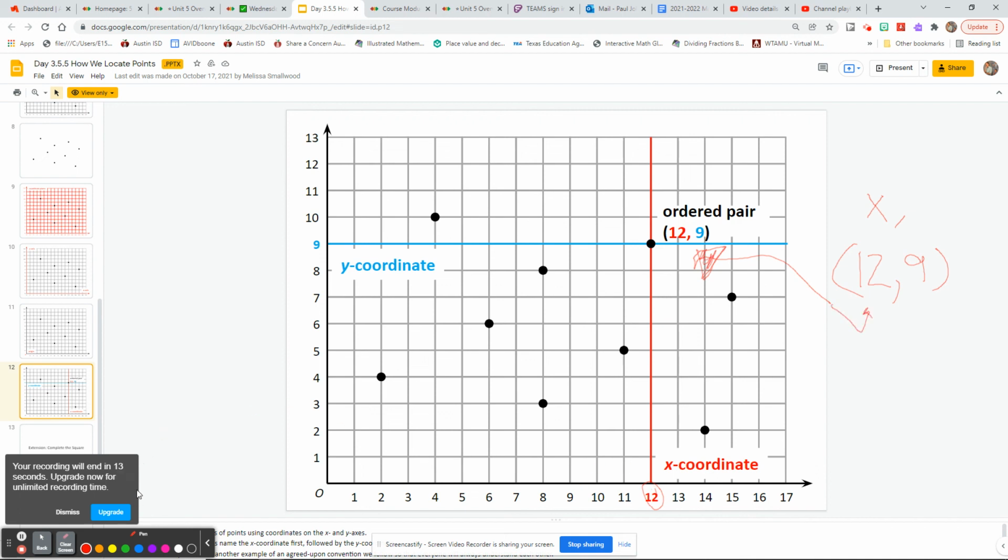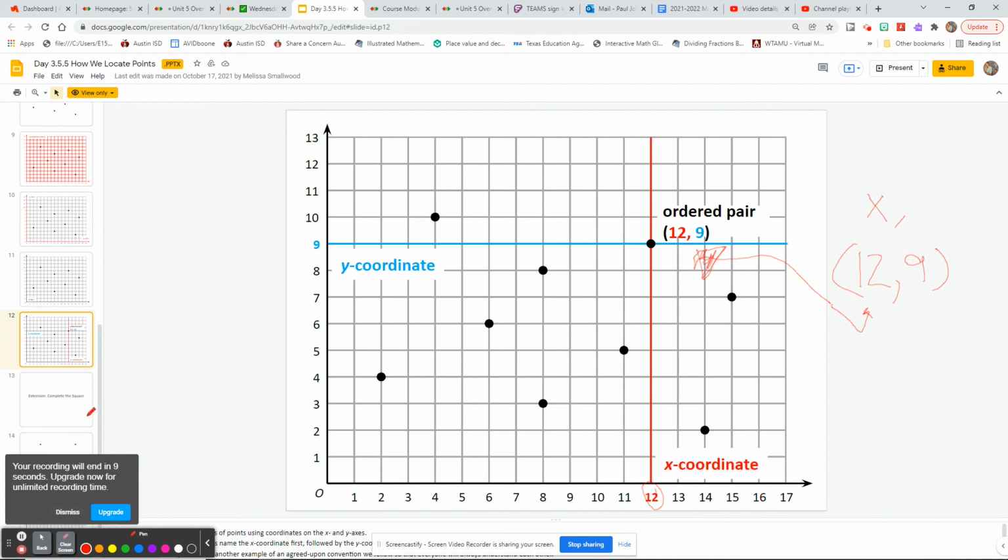All right. And then basically, we're going to take a look at a couple more examples and get more familiar with finding coordinates.